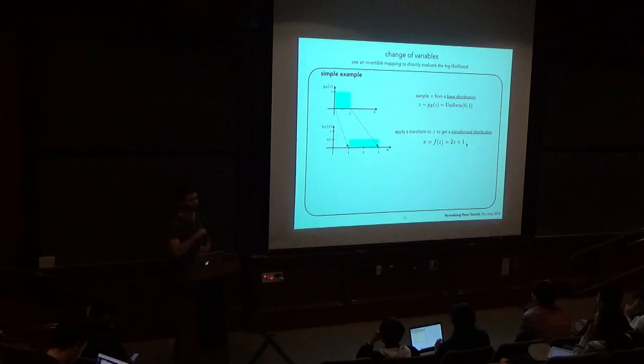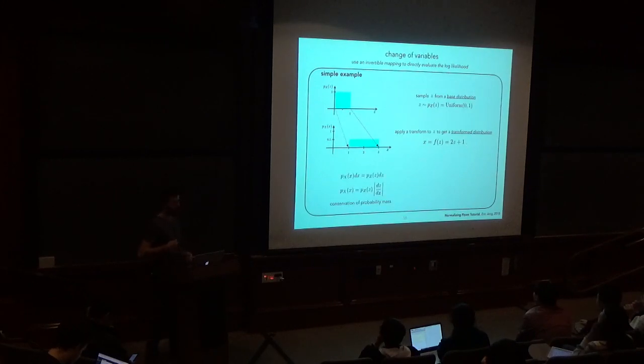So I'm going to take a sample from pz. I'm going to apply this transform. I'm going to get out a value of x. And now I want to know, what is the distribution over x? If I apply this transform, what distribution should I expect as a result? And you can motivate from the perspective of conservation of probability mass that the probability mass within an interval should be conserved during this transformation.